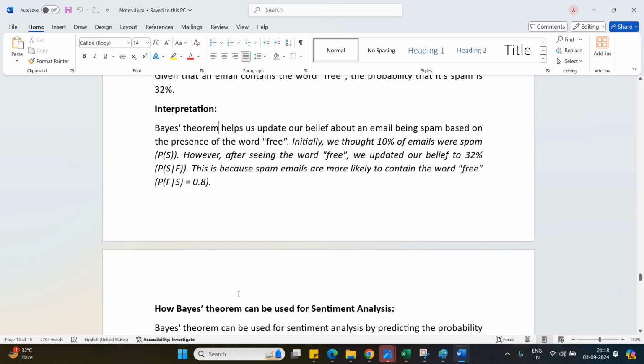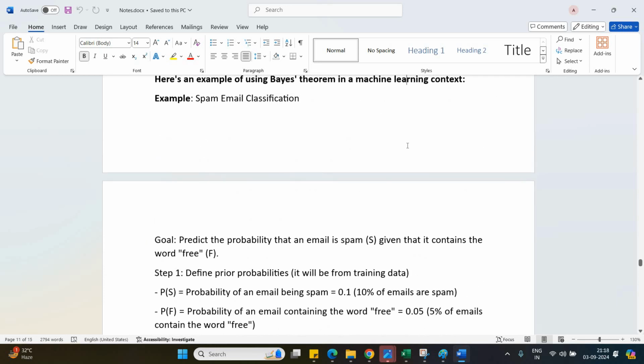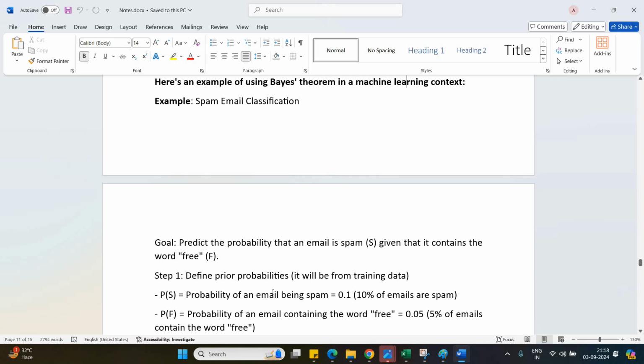So what does this result say? Bayes theorem helps us update our belief about an email being spam based on the presence of the word free. Initially, we thought only 10% of the emails were spam, right? Only 10% of the emails were spam, that we have seen right here, the probability of an email being spam. This was the initial understanding.